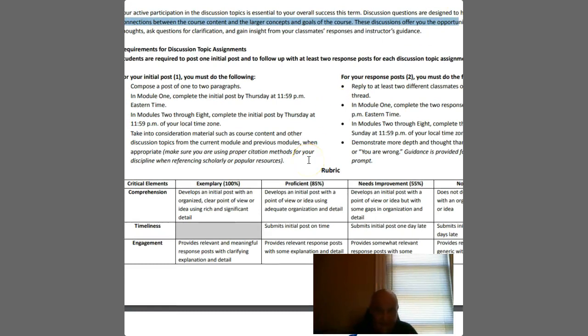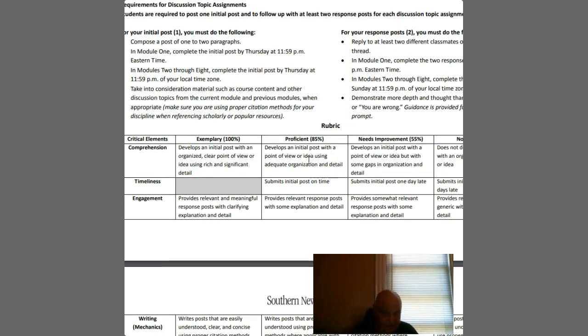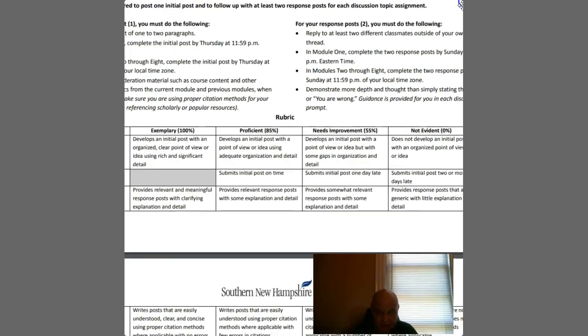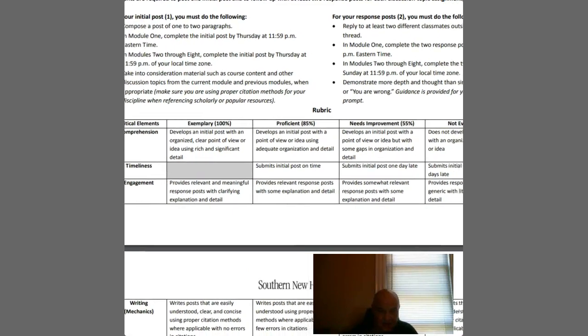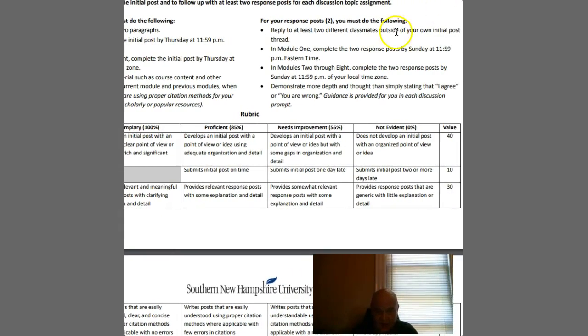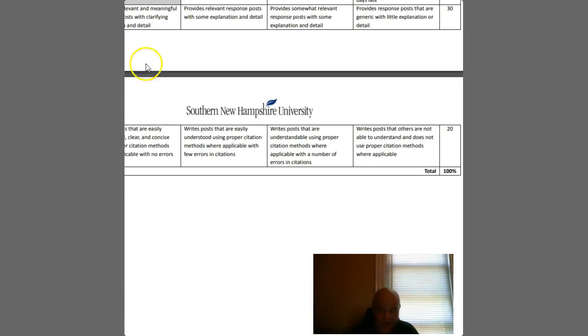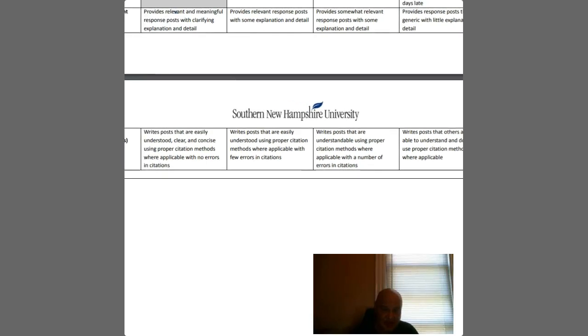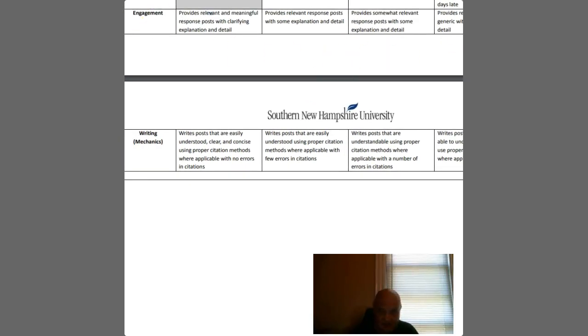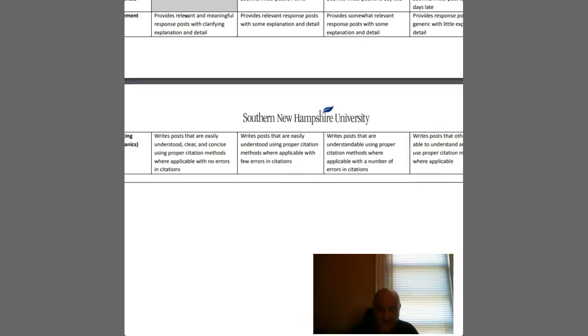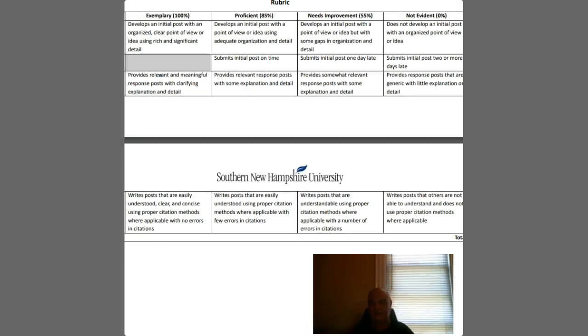You're graded on your discussions, comprehension, with a possible 40 points. Timeliness, again. The guidelines for discussion are important, in terms of timeliness and then writing.